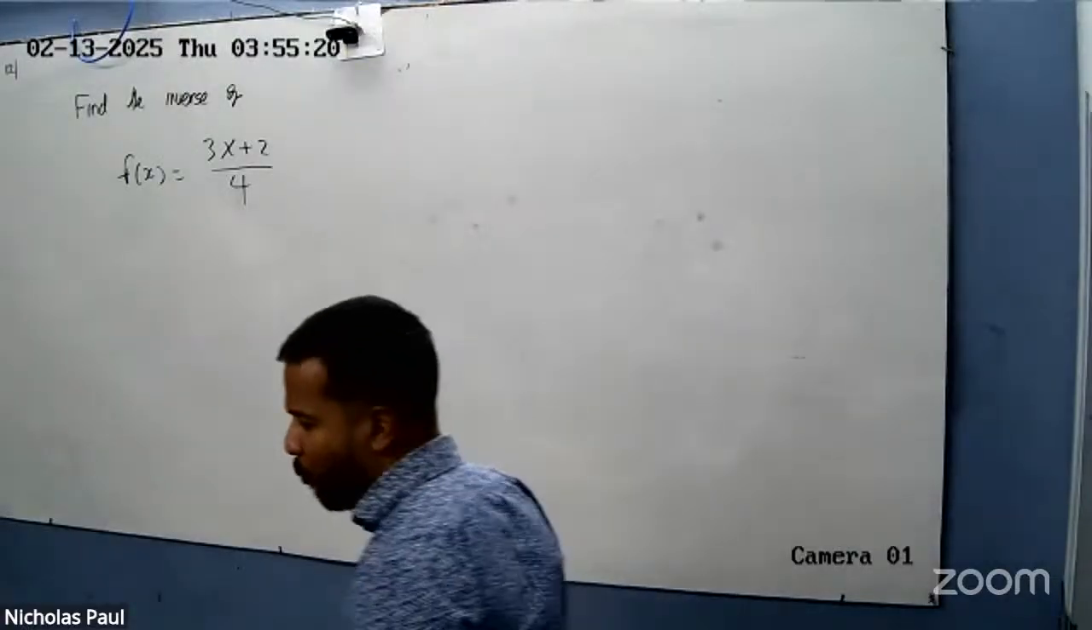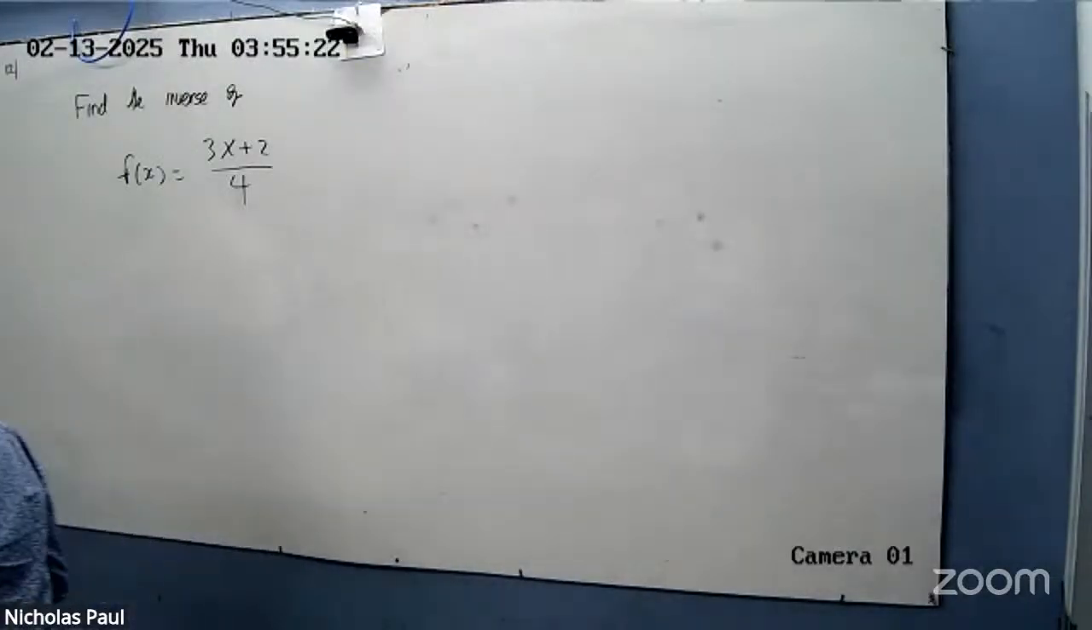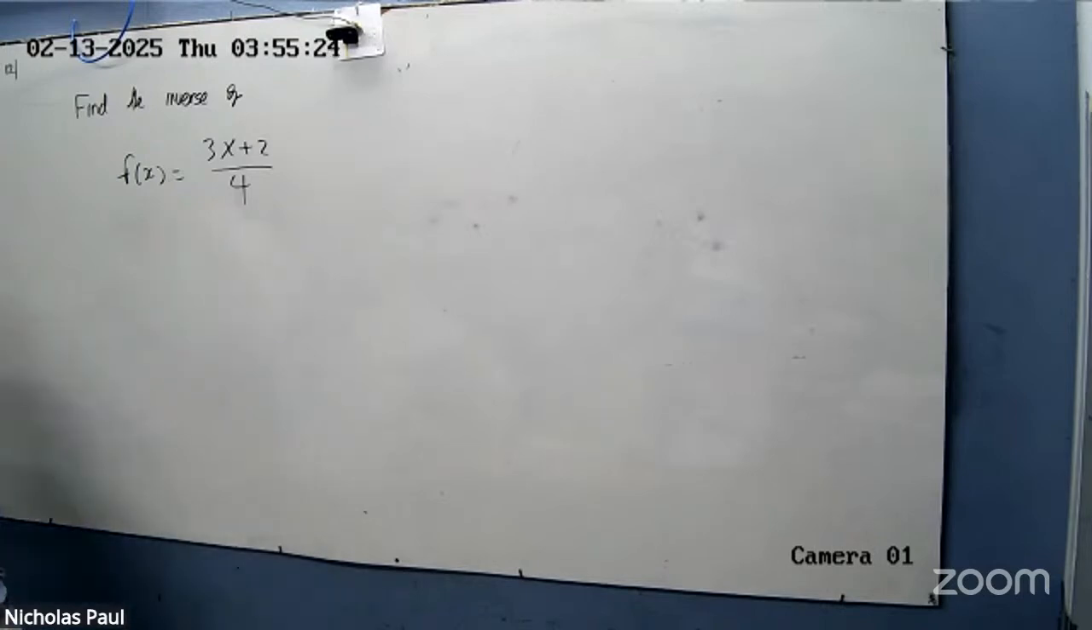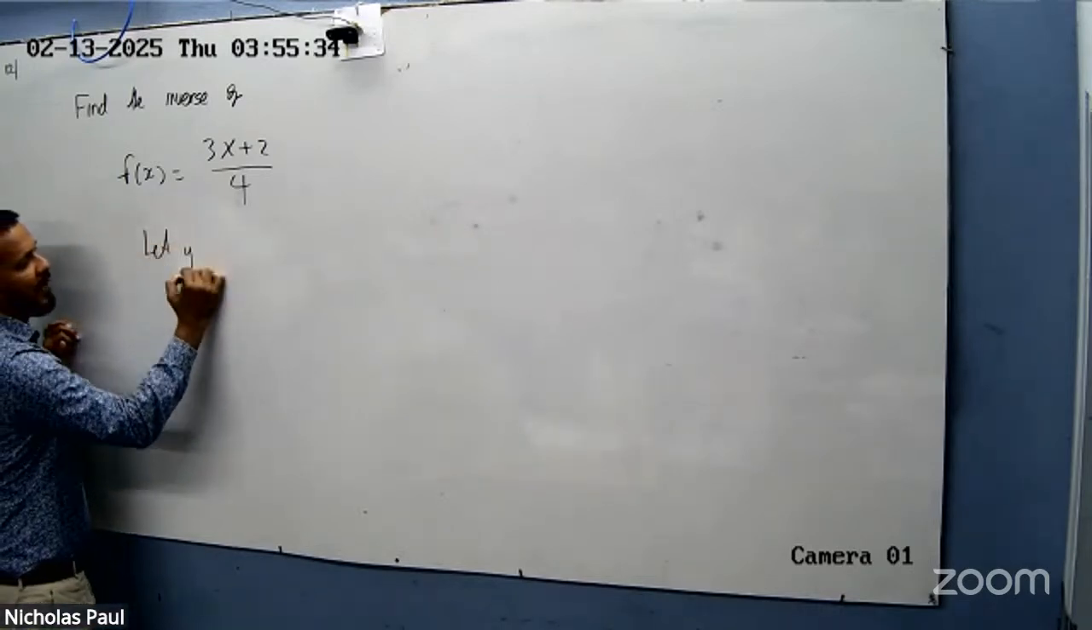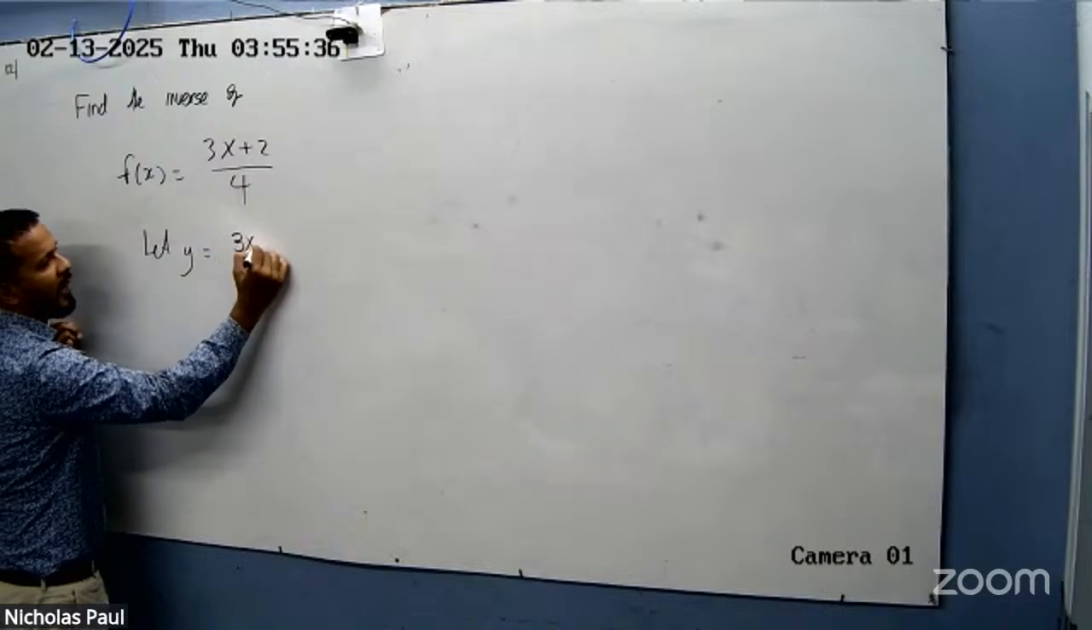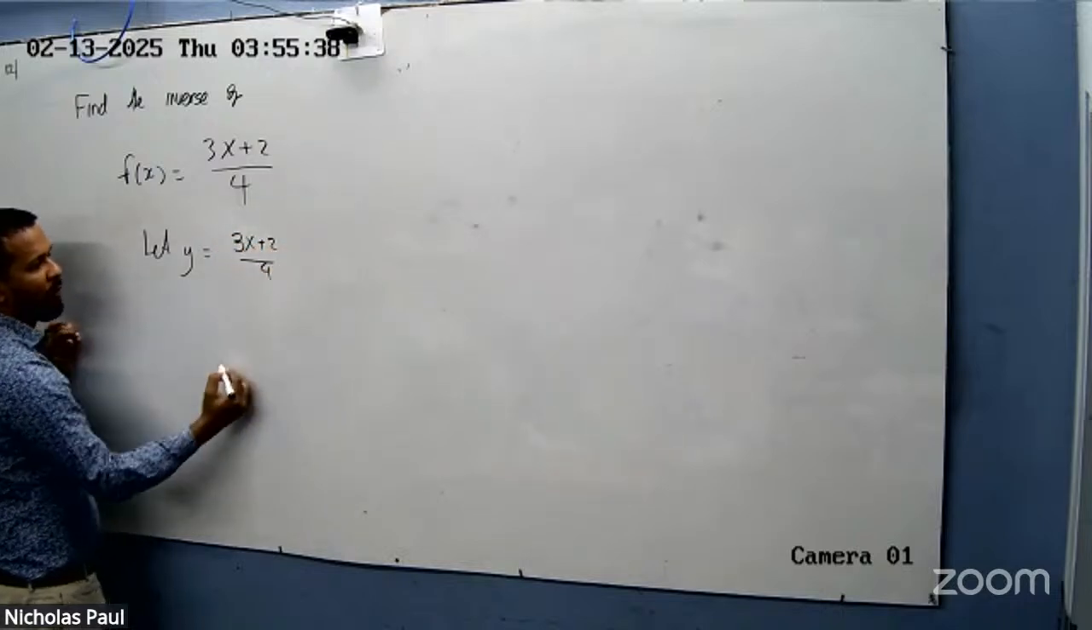Right? So what are the four steps again? Let y equal to, then interchange x and y, and then let y equal to your answer, right? So your first step is to let y equal to 3x plus 2 all over 4, right?